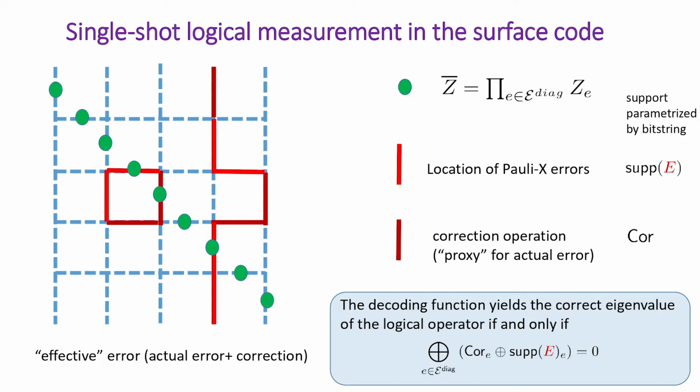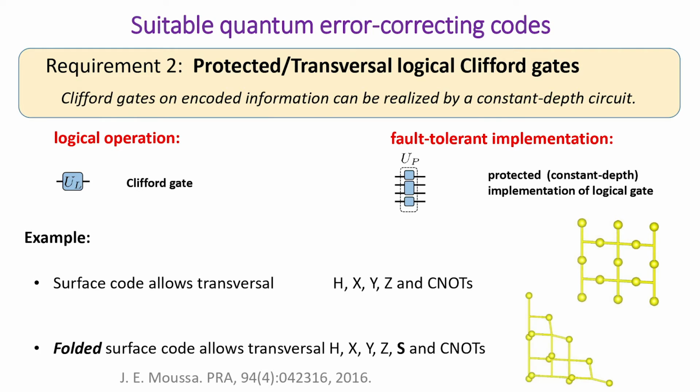Okay. So that's the first property. It's a single-shot measurement. The second property we need is the existence of transversal logical gates.